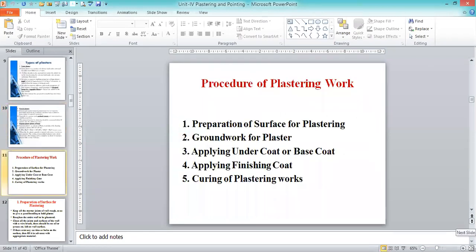Then how we prepare for the plastering work, we already discussed in yesterday's class. Preparation of the surface for the plastering, groundwork for the plaster, applying the undercoat or base coat, applying the finishing coat, and curing. Finally, we do the curing. So what is the objective? Why are we going for curing? That is the most important one.